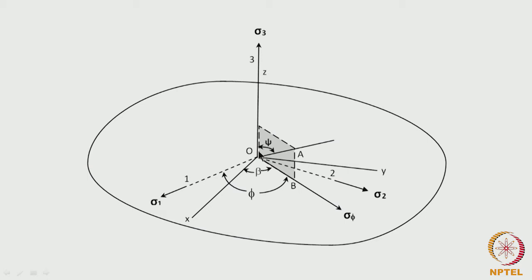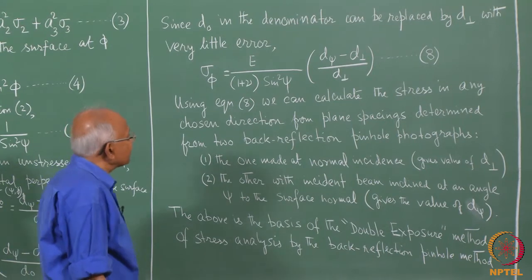So, what can we do? We can make 2 back reflection pinhole photographs. One by allowing the X-ray beam to fall on the surface in a direction perpendicular to it, and that will give us the value of d perpendicular, and again a second back reflection pinhole X-ray exposure in which the X-rays are incident on the surface at this particular angle psi, and that will give us the value of d psi.